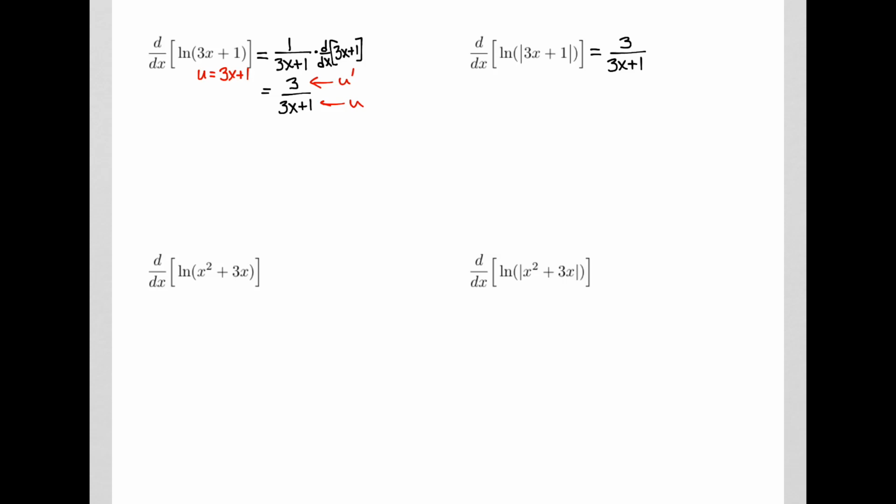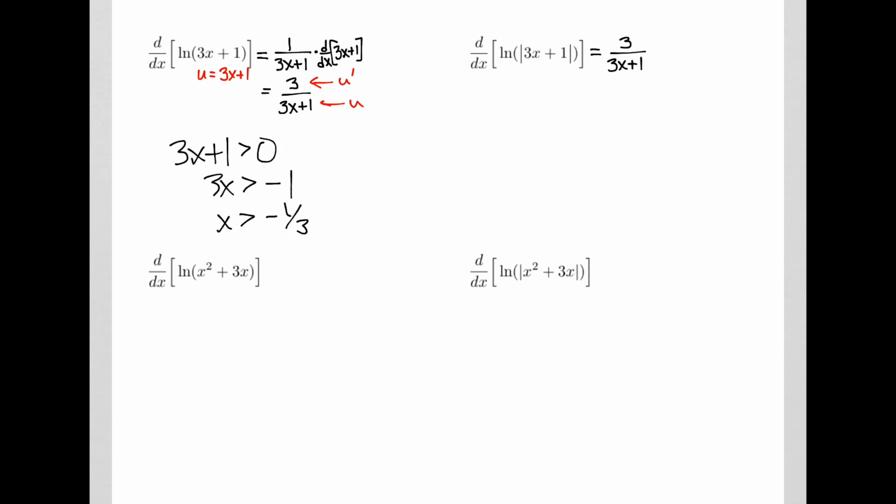So for the problem on the left, because the logarithm requires its input to be positive, this domain is where 3x plus 1 is greater than 0. If I were to solve for x, subtract 1 and then divide by 3, I get x is greater than negative 1/3. So this function on the left, the derivative is 3 over 3x plus 1, but only for x greater than negative 1/3.